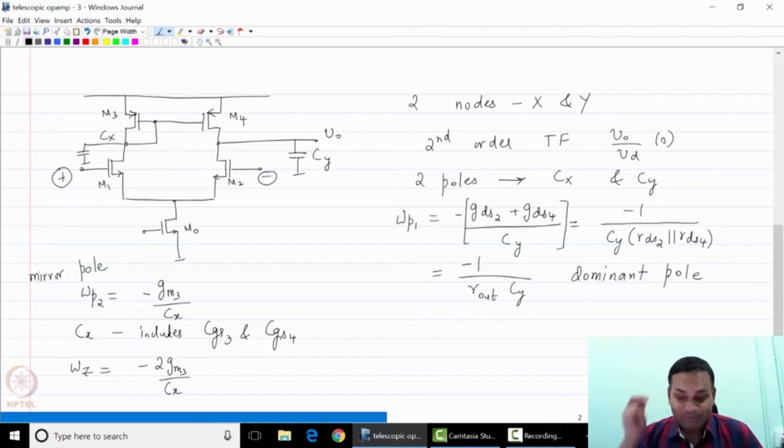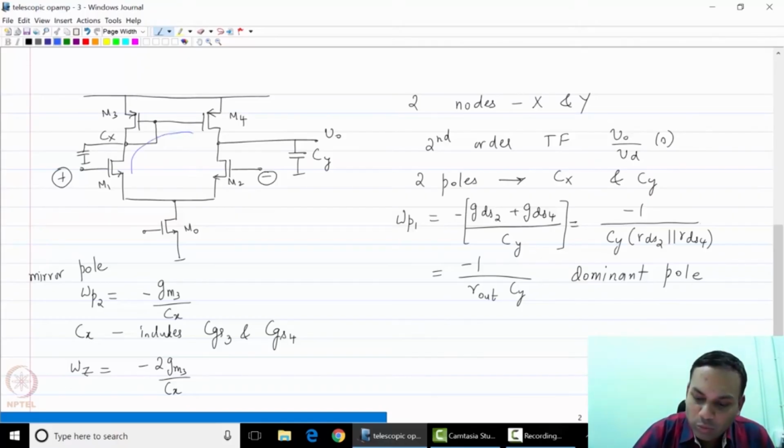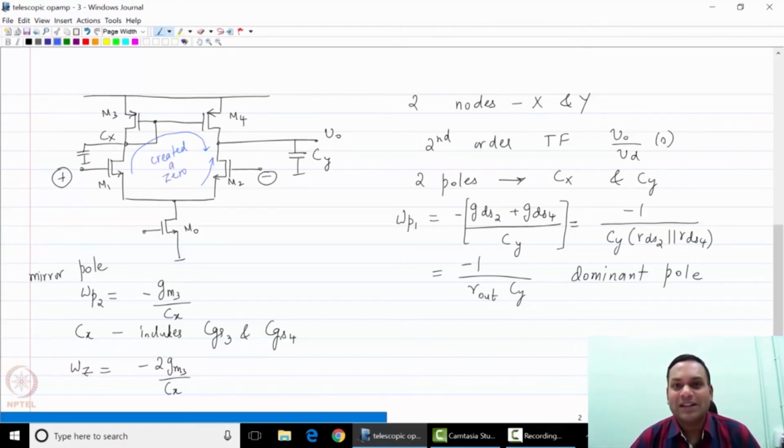This particular 0 arose because the signal took two paths, one through M1, M3, M4 and the other through M2 alone. So this created a 0 because you had two paths, each with frequency dependent phase shifts that were different, which added up at the output to create destructive interference at a particular frequency. Now let us go back to the telescopic op-amp and see if all of these things are possible.